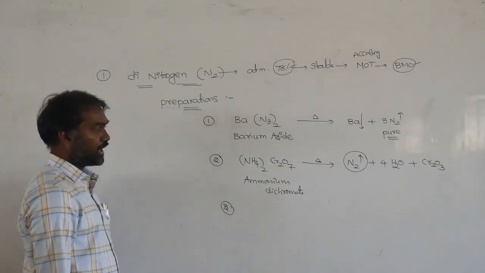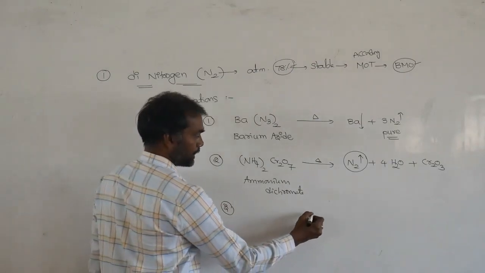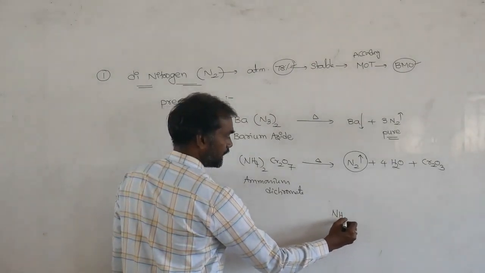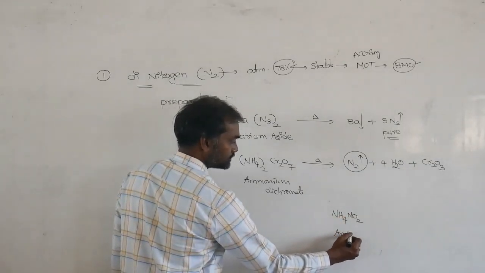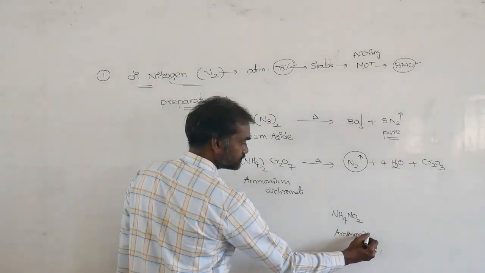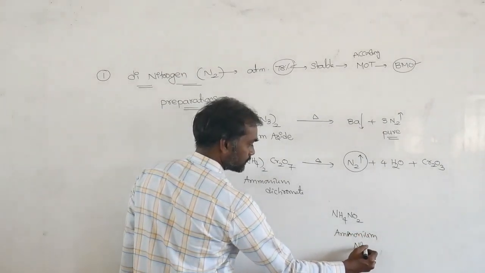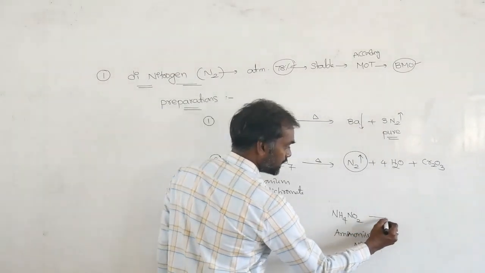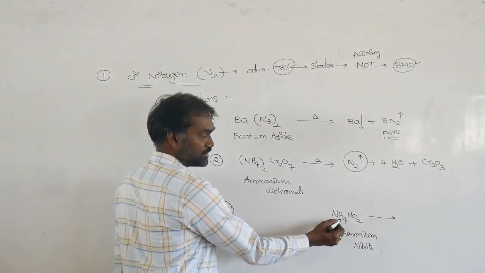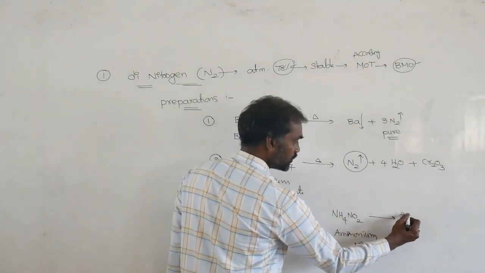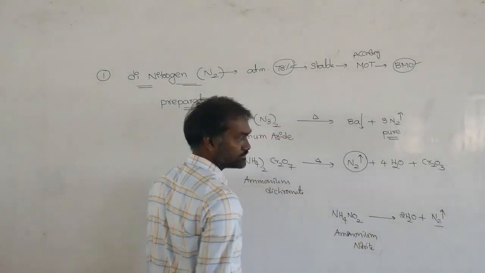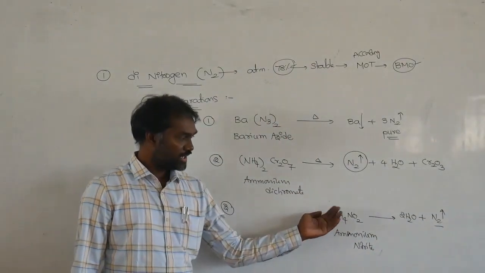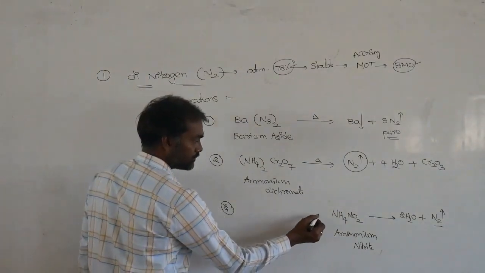Next, ammonium nitrite. See, NH4NO2, ammonium nitrite. We heat it. So then what happens? 2H2O is going out, and nitrogen gas is coming out.